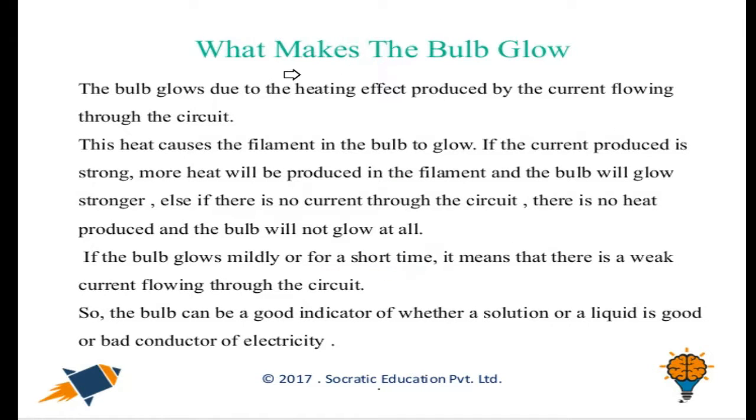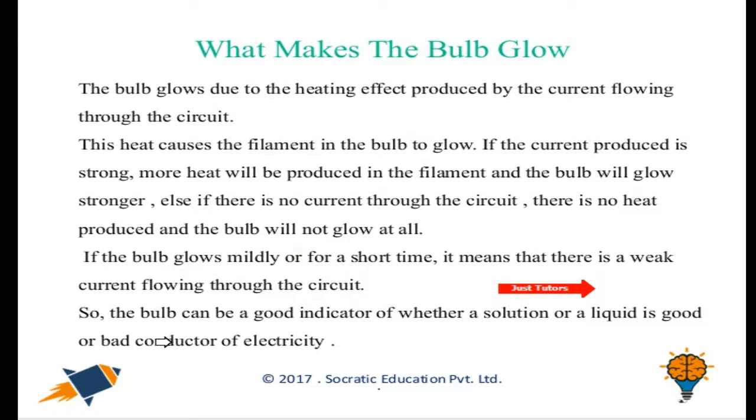Now let's move forward and discuss what makes the bulb glow. The bulb glows due to the heating effect produced by the current flowing through the circuit. This heat causes the filament in the bulb to glow. If the current is strong, more heat will be produced in the filament and the bulb will glow stronger. Else if there is no current through the circuit, there is no heat produced and the bulb will not glow at all. If the bulb glows mildly or for a short time, it means that there is a weak current flowing through the circuit.